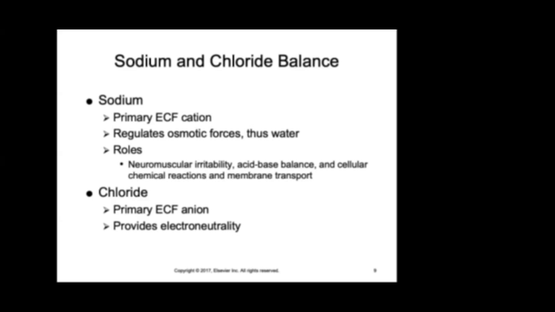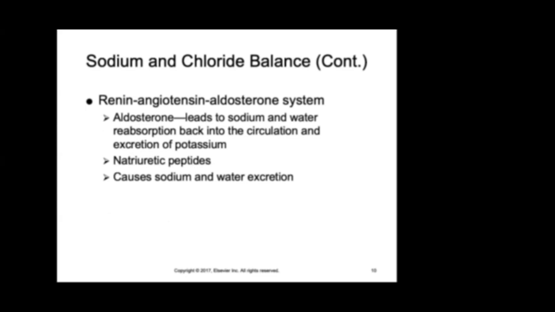If a potassium imbalance occurs, the increased permeability in the membrane means that the effect on the cell will be more keenly felt. Chloride is a primary extracellular fluid anion and provides electroneutrality. It basically follows the sodium. The sodium has a positive charge. The chloride has a negative charge. The renin-angiotensin-aldosterone system is one of the long-term mechanisms for fluid balance.